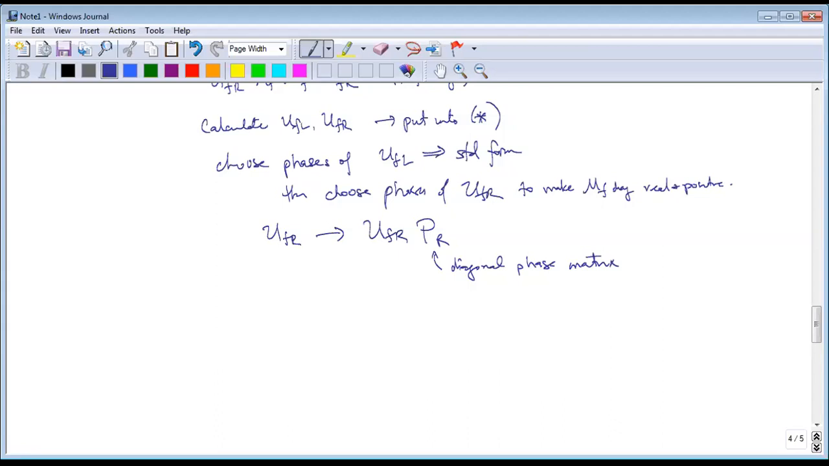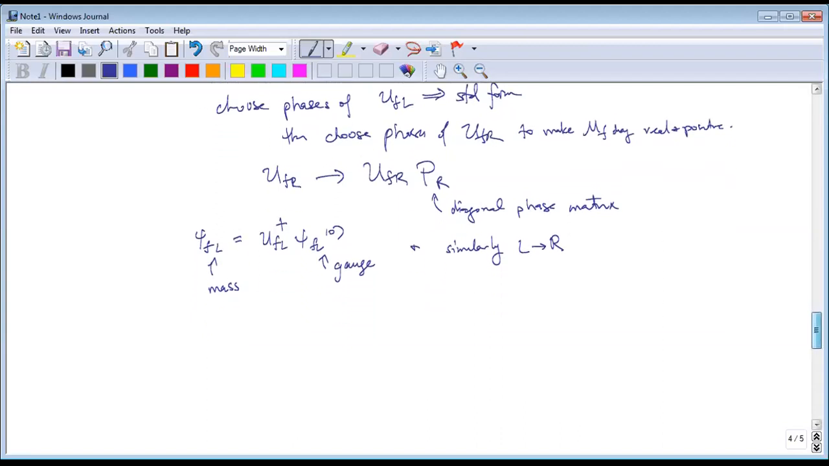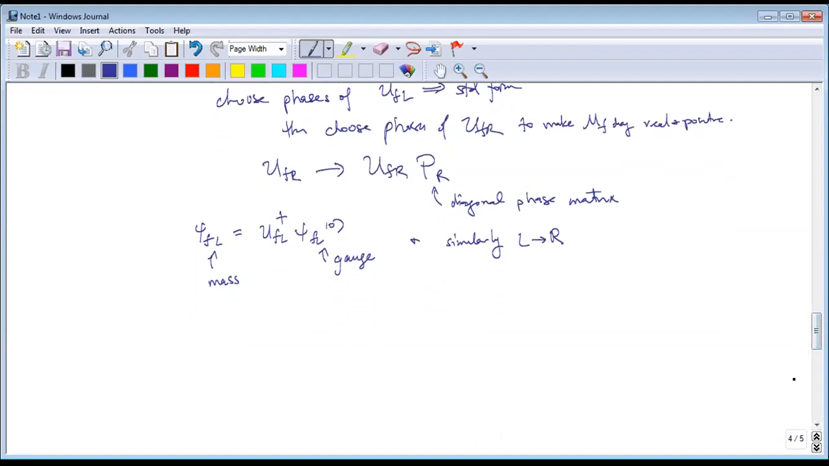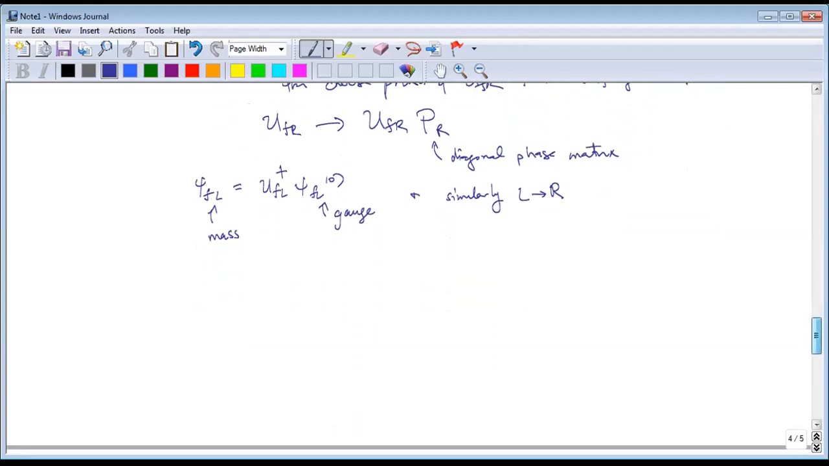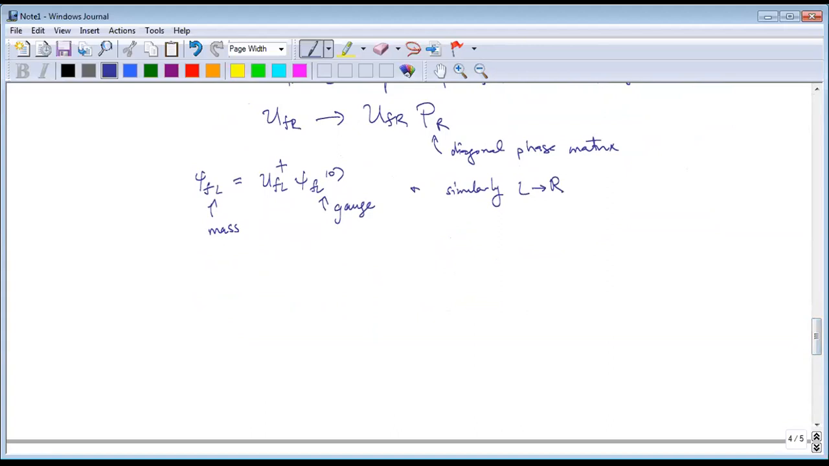Okay. So if I go back and now try to be a little bit more careful about my notation, I can write, for example, UFL is U dagger FL, phi FL 0, where these are now the gauge, and these are the mass. And similarly for the right-handed ones. So these are the mass eigenstate bases. And now I can rewrite the Yukawa couplings in the diagonal form. Again, we're going to get just the diagonal objects, and we're going to have the diagonal Higgs couplings as well. So now let's return to the weak interactions, and let's talk about the weak charged current.